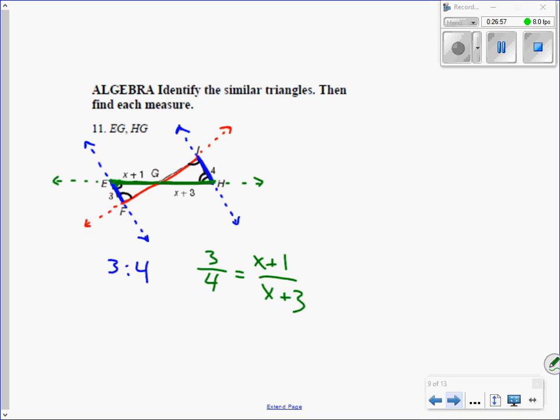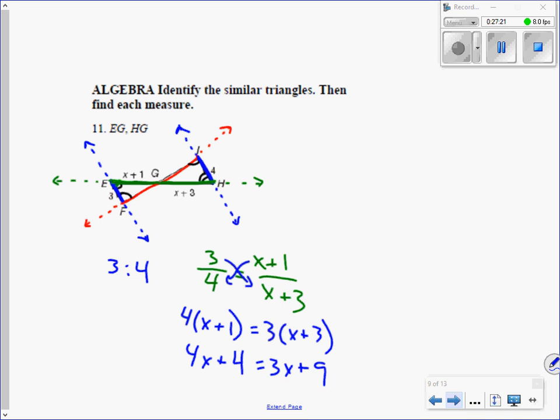So if we cross multiply, and remember when you cross multiply on binomials, if you have trouble with remembering to distribute, then you need to put those binomials in parentheses. You get your 4x plus 4, you get your 3x plus 9, subtract 3x from both sides, subtract 4 from both sides. We get a 4x minus 3x, which is 1x. On the right, we get a 9 minus 4, which is 5.